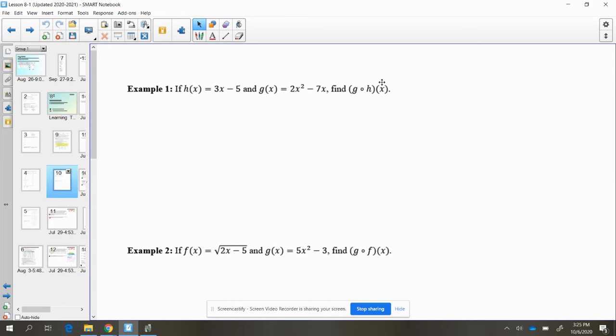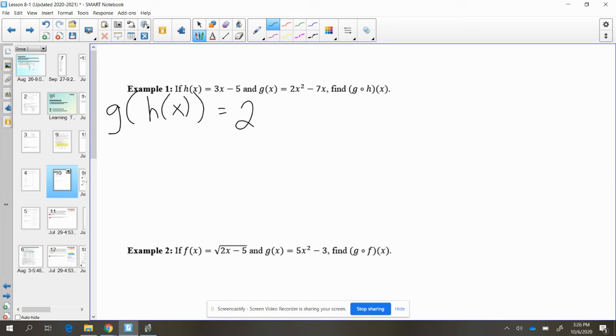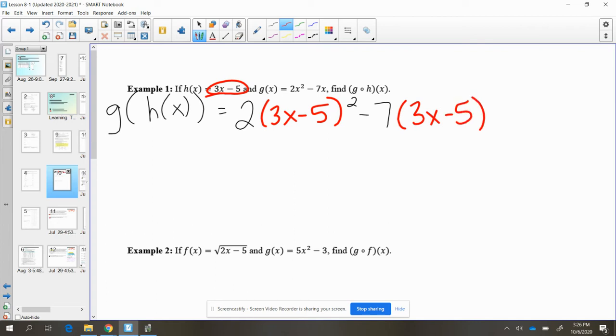The first one wants us to find g of h of x. Basically, that is telling us that our function g is the outer function, and we're going to input h of x as the inner function. So g of x is 2x squared minus 7. Anywhere we see an x, we're inputting 3x minus 5, our inner function. And again, here's another x, so we're going to write in 3x minus 5.